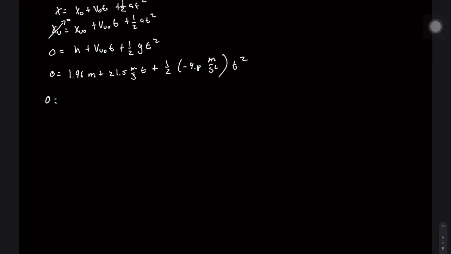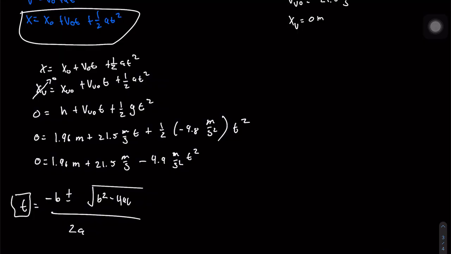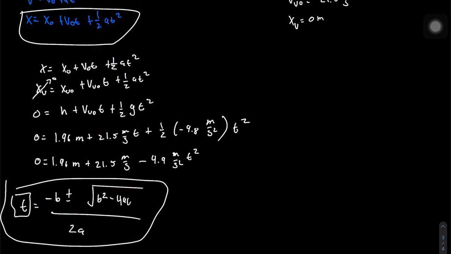So 0 equals 1.96 meters plus 21.5 meters per second times time plus or minus 4.9 meters per second squared times t squared. In order to solve for expected time of flight, we use the quadratic equation as shown there. So t is equal to the quadratic equation. So once you plug in all of the information from above, you get this equation.